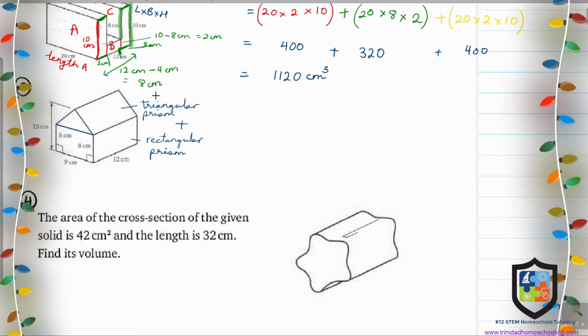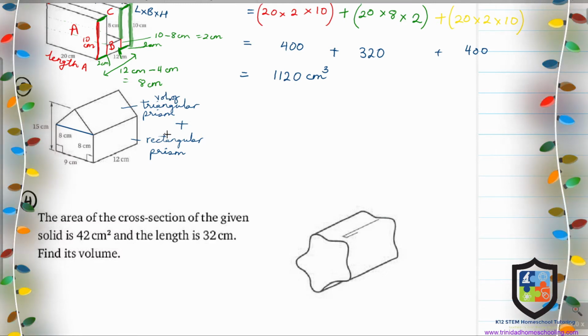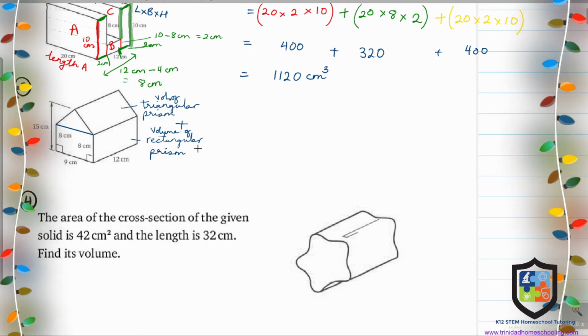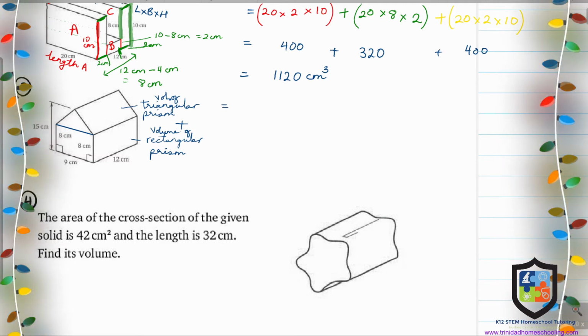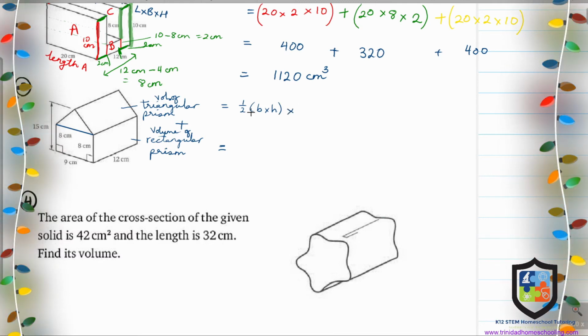So we said that to find the volume of this compound shape, we need the volume of the triangular prism to be added to the volume of the rectangular prism. Alright. Now, do you remember what the volume of a triangular prism is? We need to write our formulas every time. Okay, each time write your formula. A half base by height, which is the area of the triangle, multiplied by the length of it.